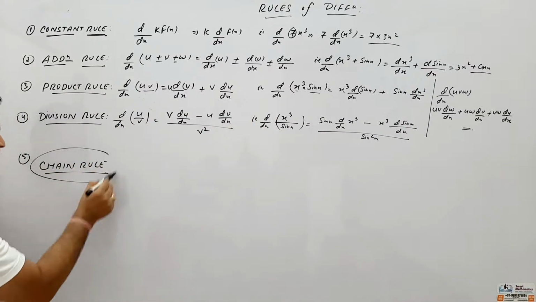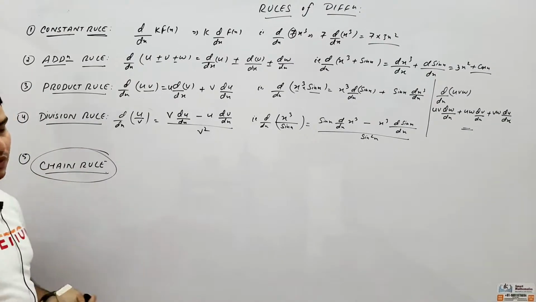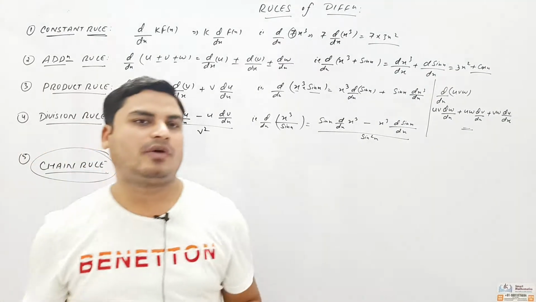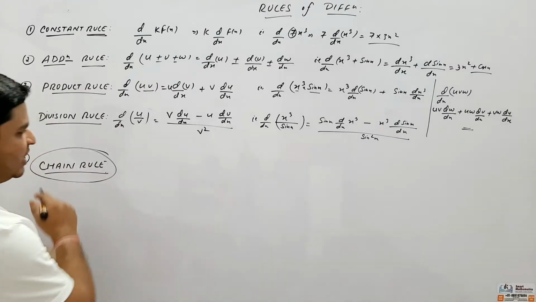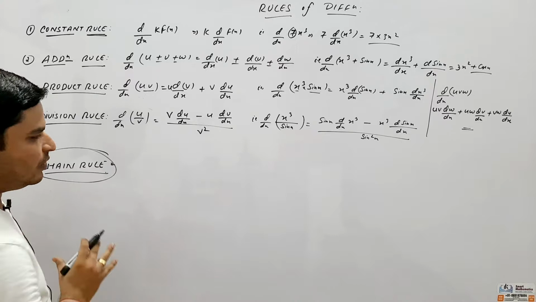Now the last one is the chain rule. Among all the rules, the chain rule is the most important rule for differentiation. The higher level problems are based on the chain rule. Firstly, let us understand for which type of question the chain rule is used.